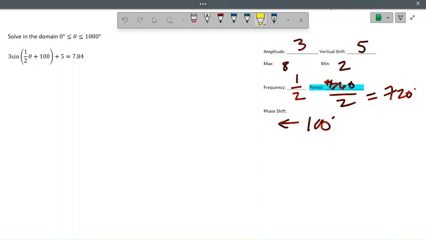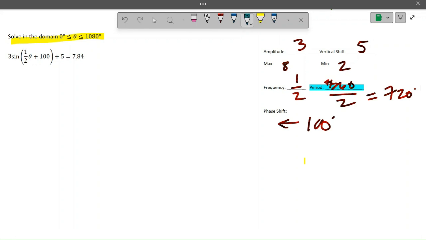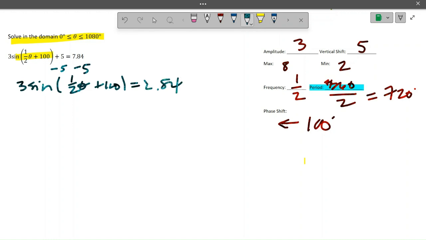All right, let's get solving now that we know all the things that have happened in our graph. So we have a domain from 0 to 1080 degrees. It's a big domain. I know that as a first step, I'm going to try to get the sine of whatever's in the parentheses by itself every single time. So I'm going to do that by subtracting 5 from both sides. And when I do that, I am left with 3 times the sine of half theta plus 100 equals 2.84. And now I am continuing trying to get that sine of its parentheses by itself. So I'm dividing by 3.